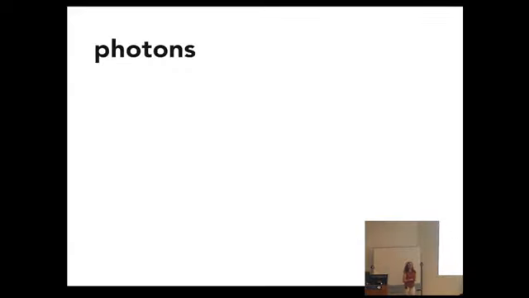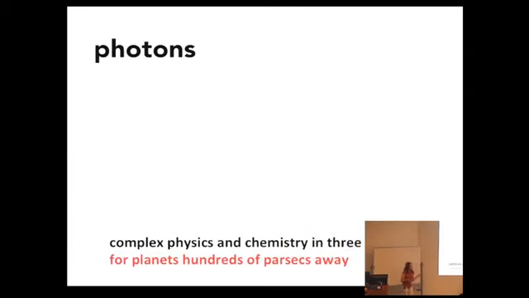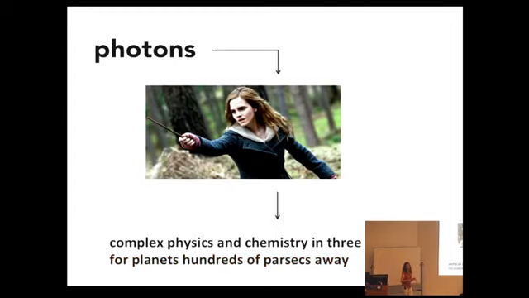A number of people have shown flowcharts describing the work that they do, and I decided I would make my own. So I start with photons. And from those, I measure complex physics and chemistry in 3 dimensions for planets hundreds of parsecs away. And I didn't put this on there, but we also learn about how they formed from these measurements. And the way I do this is by magic. Actually, no, really what happens is I email my client a lot.